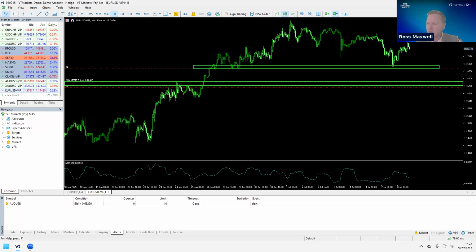What you can also get in the Forex market a lot of the time is quite a lot of fake movements around trading ranges, both in the London session and the New York session, because you get a lot of market makers trapping traders and stuff there. So that's just one little caveat to be aware of.